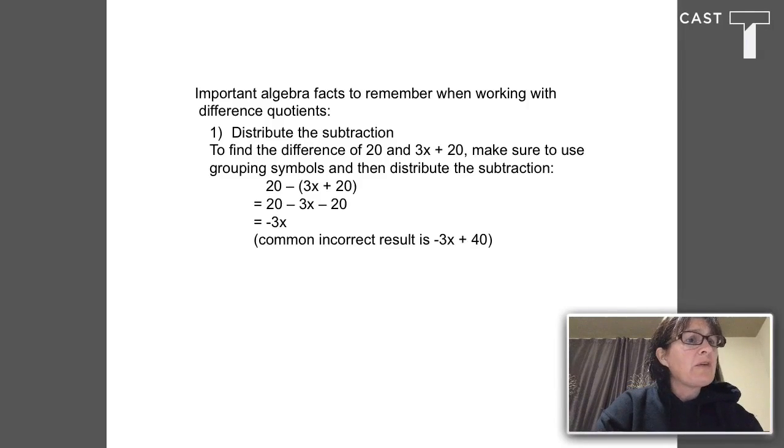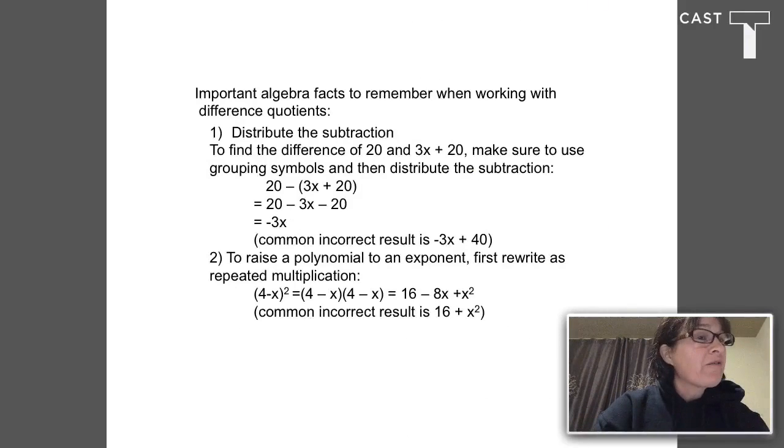Two quick notes before we move on to use difference quotients to find the slope of a tangent line. Because of the subtraction, the difference, in difference quotients, frequently you're going to need to distribute a subtraction. The most common math error made by calculus students is not distributing the subtraction in a difference quotient. So if I asked you to find the difference of 20 and 3x plus 20, you would have to subtract 20 minus, and then the 3x plus 20 needs grouping symbols, and the subtraction needs to get distributed.